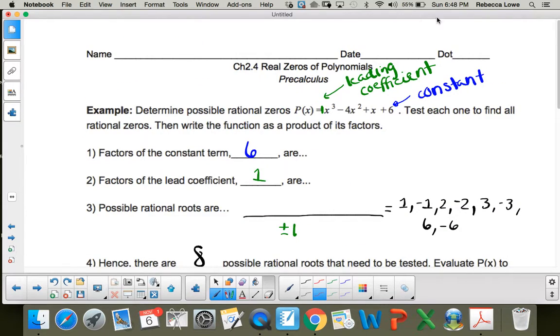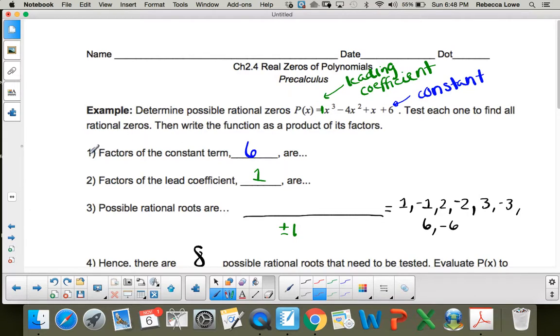Here we go. Last example. Determine the possible real zeros of p of x. So you need to identify first the leading coefficient, which I've shown here in green, which is 1, and the constant, which I've shown here in blue. Test each one to find all rational zeros. Then write the function as a product of its factors. So we're not told any of the zeros. Obviously, if we graphed on Desmos, we could find them all. But this is assuming you can't use technology.